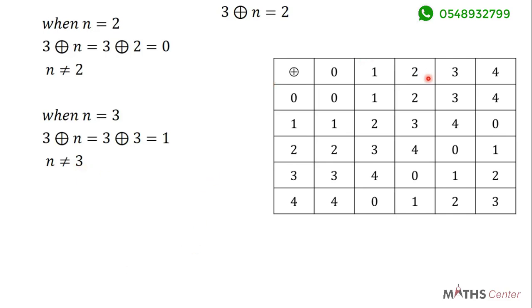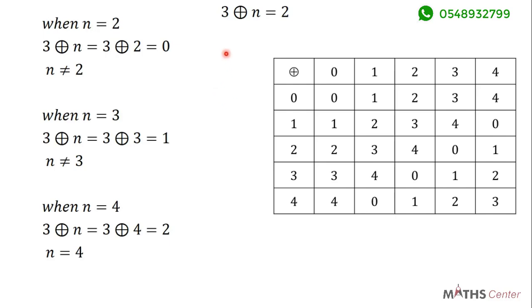So we will try out the last number, which is 4. When n is equal to 4, 3 plus n will be equal to 3 plus 4. From the table, 3 plus 4 is giving us 2. We know that from our equation, 3 plus n should give us 2. Now we can see that when n is equal to 4, 3 plus 4 will give us 2. That means that n is equal to 4. So the number in the set that will satisfy the equation 3 plus n is equal to 2 is 4. So n is equal to 4.